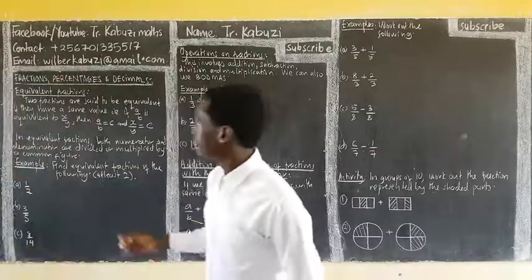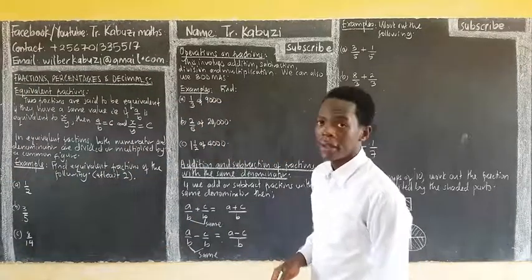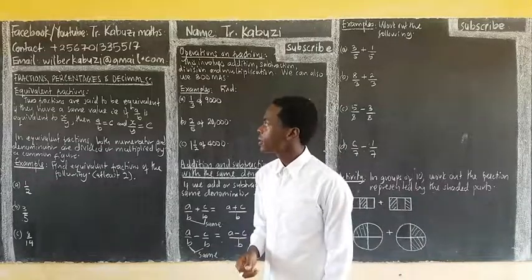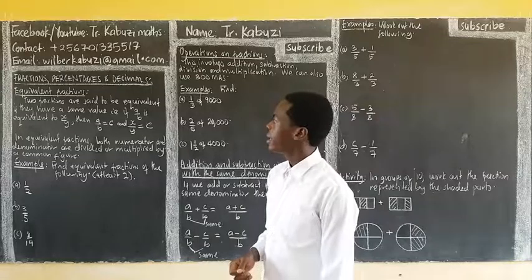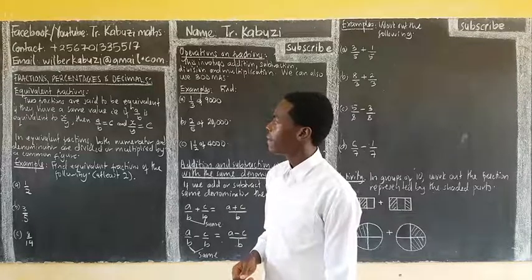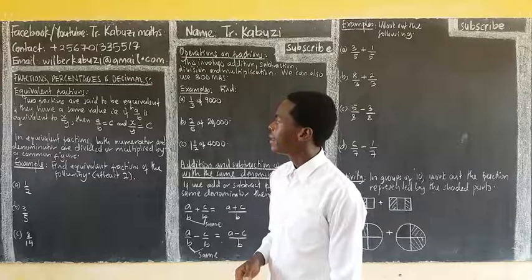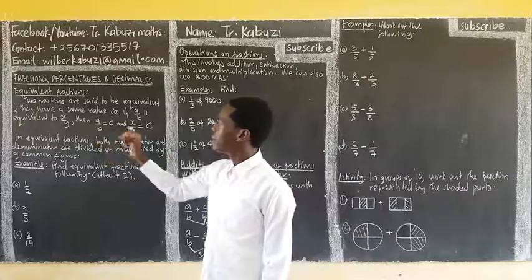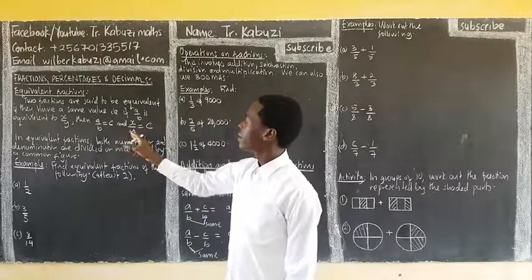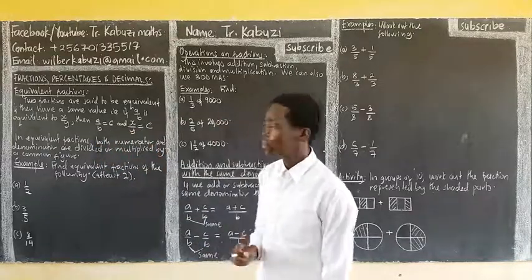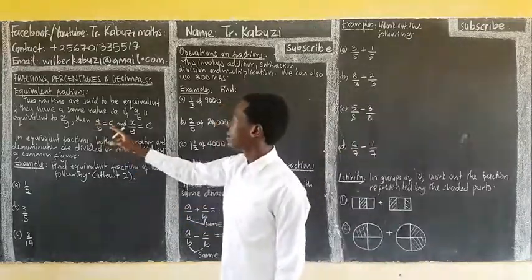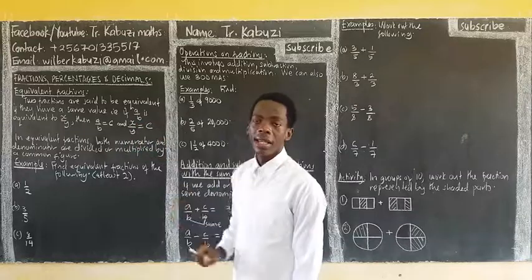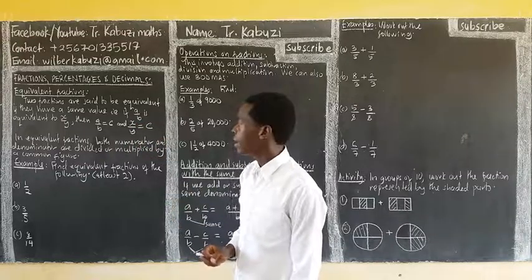Okay, now let us turn to equivalent fractions. Two fractions are said to be equivalent if they have the same value, i.e., if a over b is equivalent to x over y, then a over b is equal to c, and x over y is equal to c. So that's the idea. When we insert the fraction, this one gives you the same value as this one, then those two fractions are equivalent.